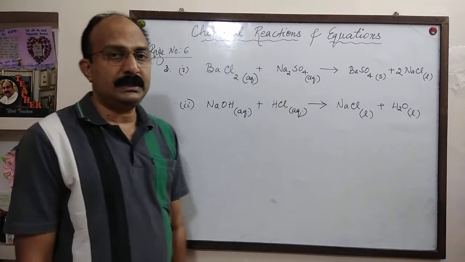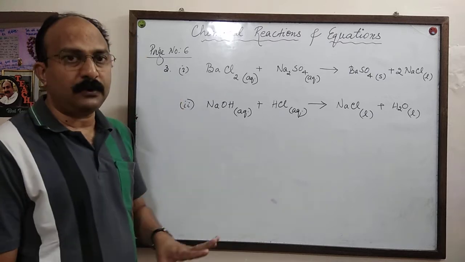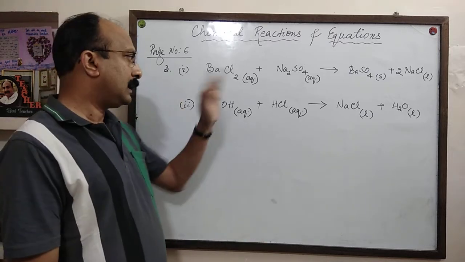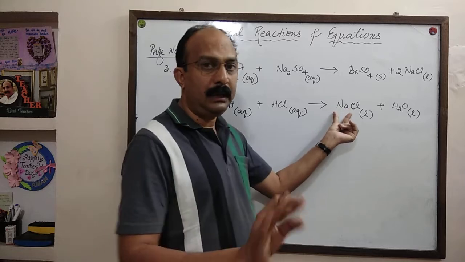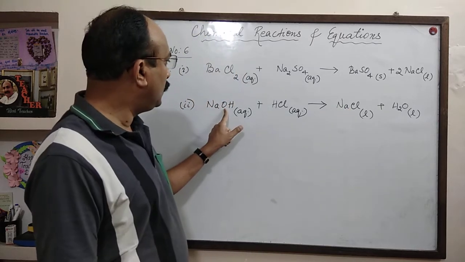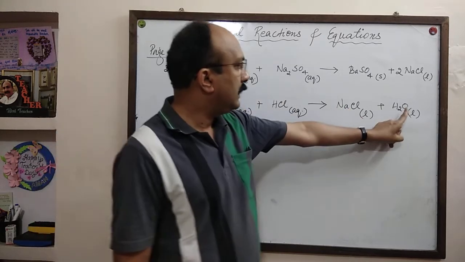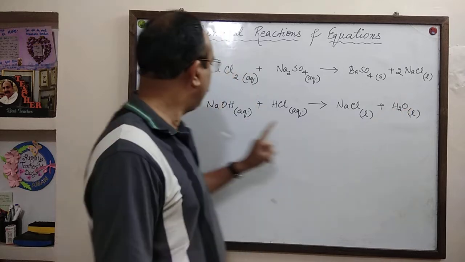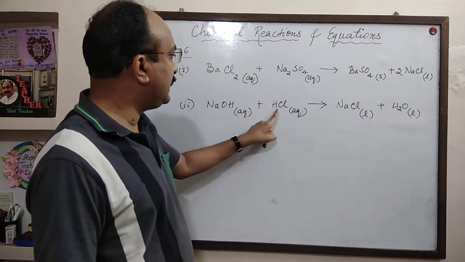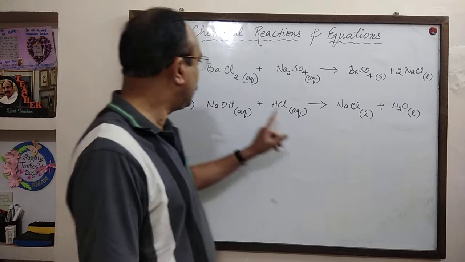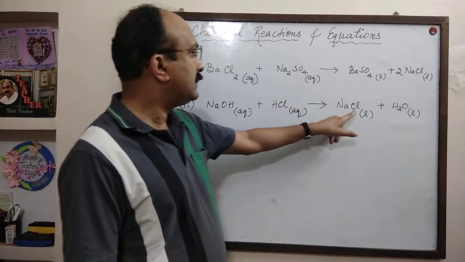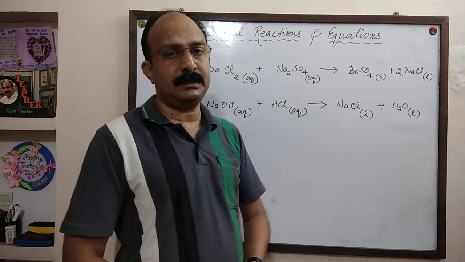So symbolic representation is over. Chemical equation is formed. Now balancing. Count LHS and RHS. Na equal, O, only 1. Here also 1 O. H plus H, 2H. Here also 2H. Cl, it is already balanced.